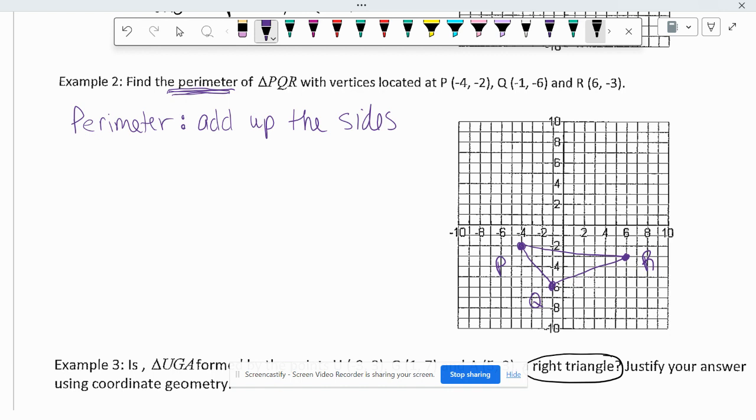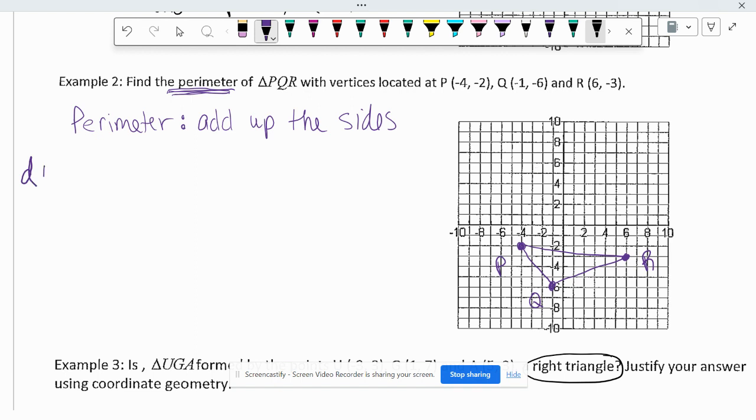Is it the midpoint? Does the midpoint tell me the length? Does the slope tell me the length? No. What's the formula that goes under the square root symbol, nice and long? The distance, yeah. So we have to find the distance of each side.